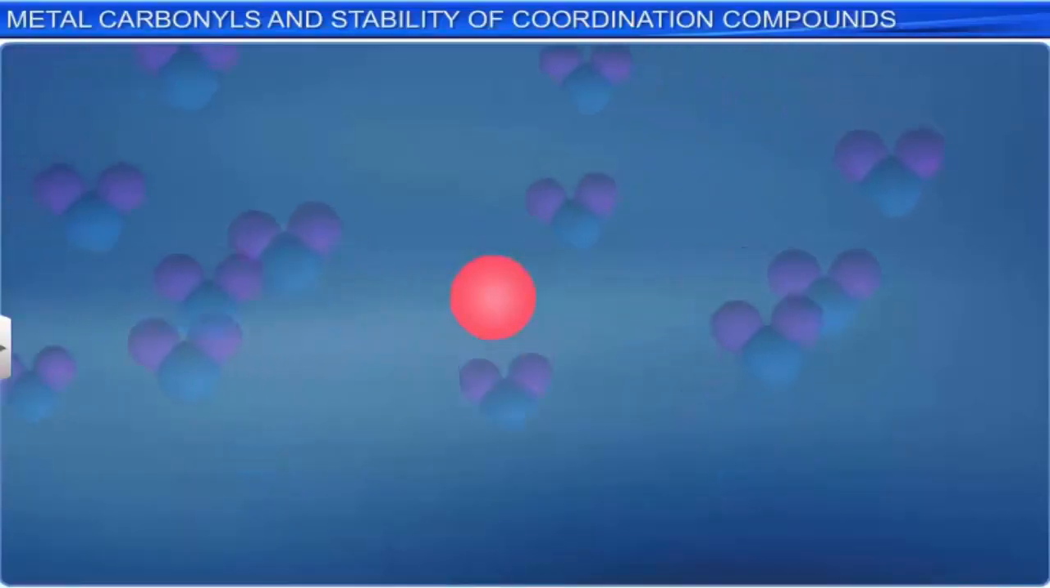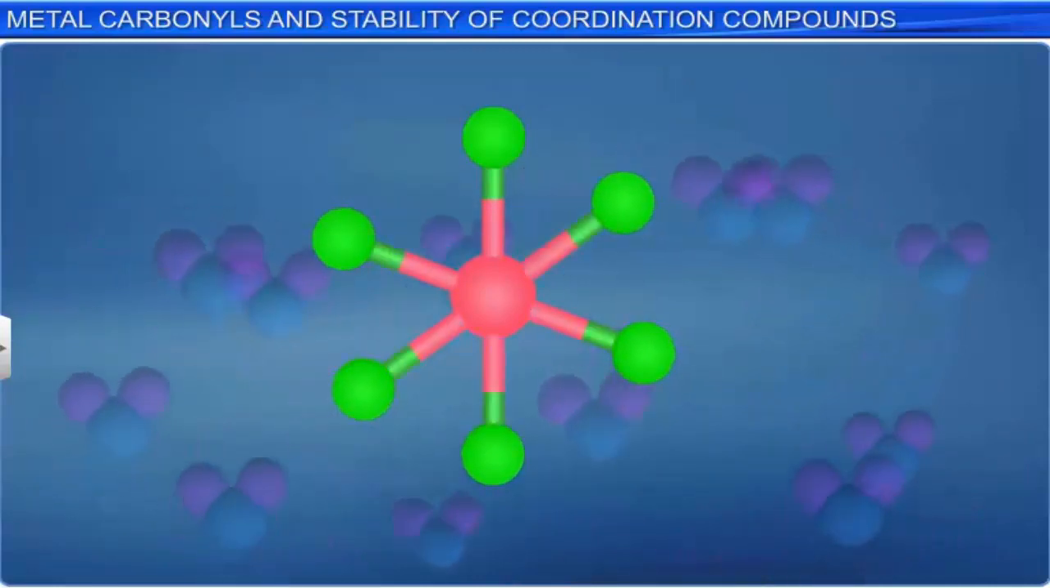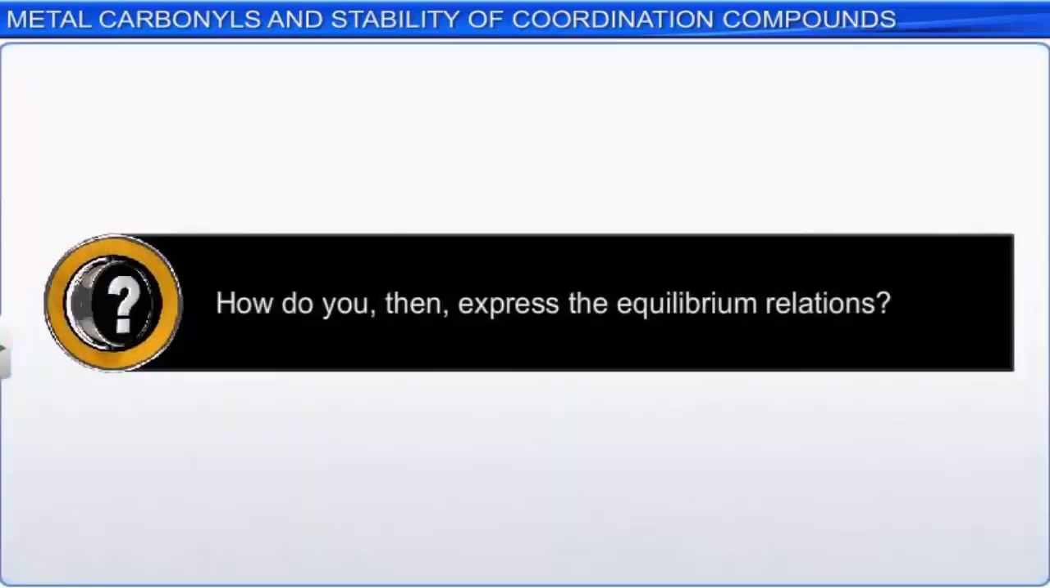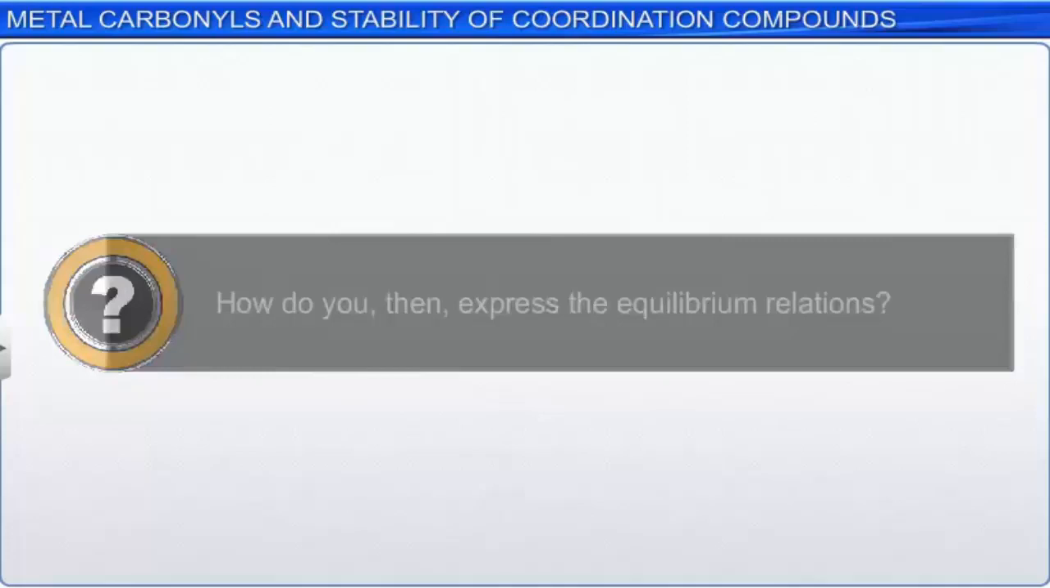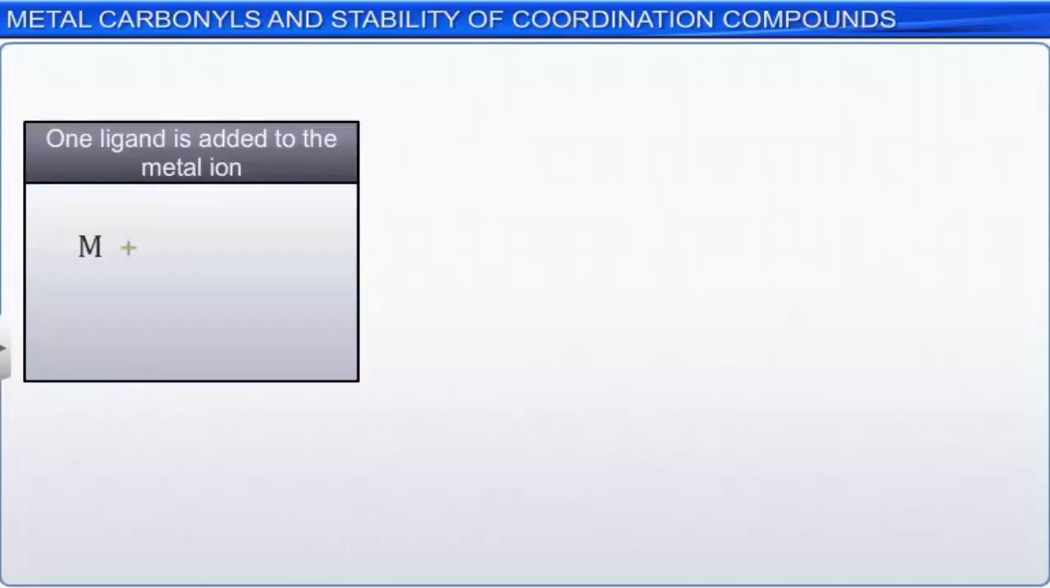Alternatively, the formation of a complex may be due to the simultaneous addition of ligands to the metal ion. How do you, then, express the equilibrium relations? When only one ligand is added to the metal ion, the equation may be written as M plus L in equilibrium with ML. The expression for the stability constant for this equation may be written as K1 is equal to concentration of ML divided by the product of the concentrations of M and L.